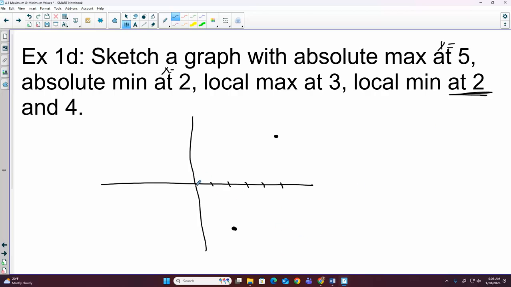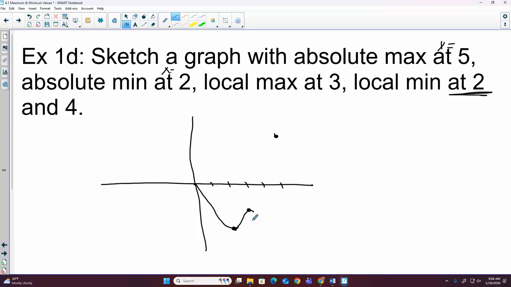Now, I can't just draw an arrow going up forever because this has to be the highest my graph ever gets. So maybe I'm just going to start it here. Okay. This has to be the lowest, we have to continue. At 3, I need a local max. Right? It doesn't have to go up very high. Just saying when I get to 3, it's got to come back down for a minute.